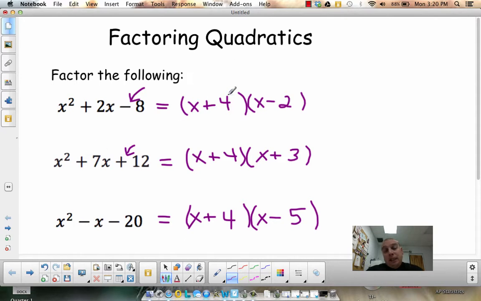Okay? There's just 3 quick examples on factoring quadratics. Hopefully this is helpful for you for reviewing over the MCA.